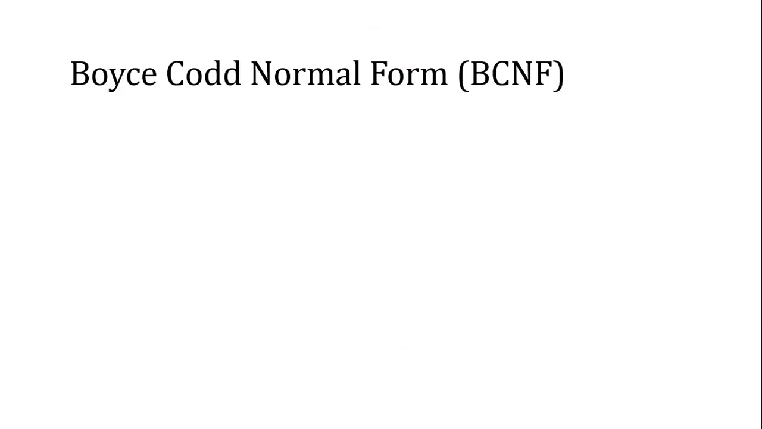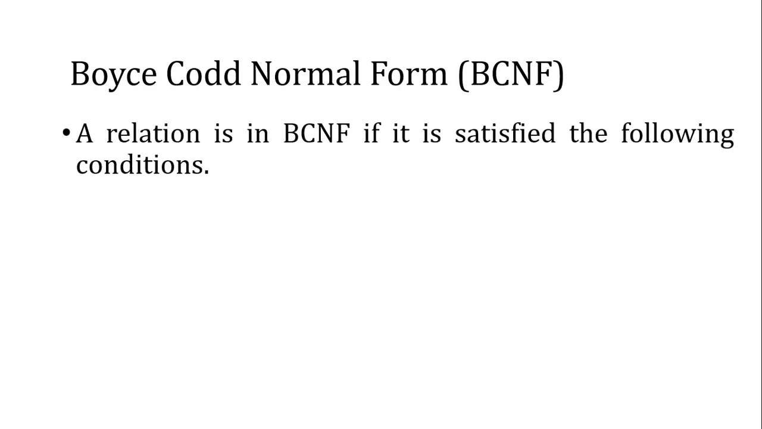This is the Boyce-Codd Normal Form, in short BCNF. A relation, a table, is in BCNF if it satisfies the following conditions. It should be in the third normal form. In the previous normal forms, we have seen that each normal form follows the previous normal form's regulations, so BCNF has to follow the rules of third normal form. So it should already be in third normal form.